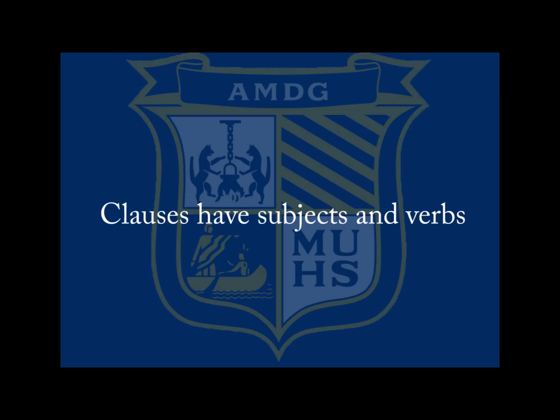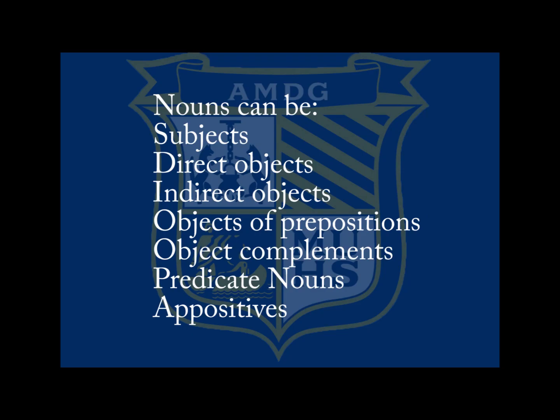If it's a clause, it has a subject and a verb. If it's a noun, it can function the same way nouns function in sentences. Remember what nouns can do? They can be subjects, direct objects, indirect objects, objects of prepositions, object complements, predicate nouns, and appositives. Noun clauses can do all the things an ordinary noun can do. They are just a bit longer.